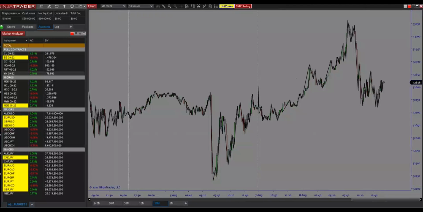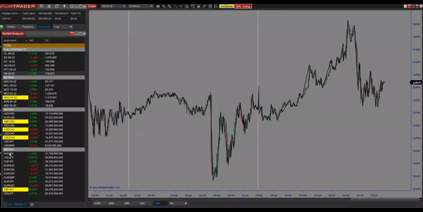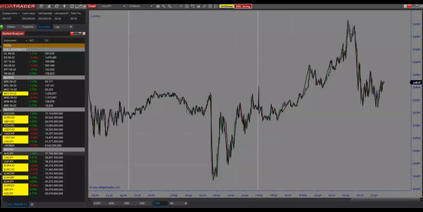Because if, give me another market, Aussie yen, somebody's Aussie yen. Let's take a look at the Aussie dollar. Didn't we just do that one yesterday there, Jim? Aussie yen. Yeah, the Aussie dollar. Aussie yen, that's a minor.